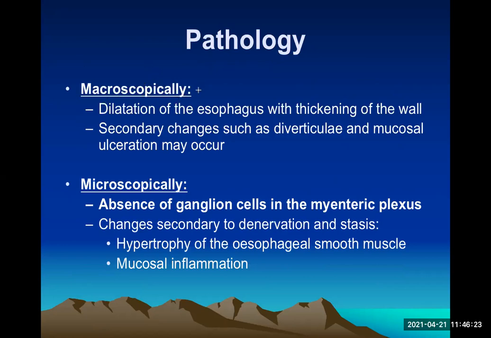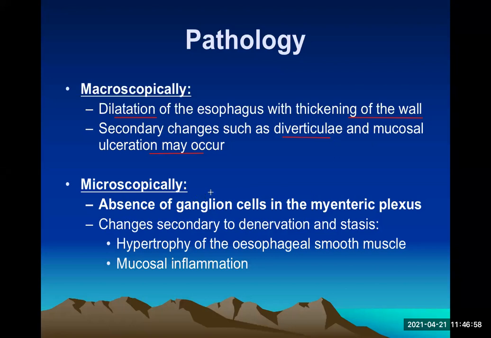Macroscopic means gross appearance. The esophagus is dilated with thickening of the wall because it is constantly contracting there, especially the proximal part, not the affected part. Secondary changes like diverticula and mucosal ulceration may occur in the proximal part. Definitely, diverticula are associated with increased pressure in the lumen, and pressure is increasing in the lumen all the time there. So don't be surprised if you see certain diverticula from there.